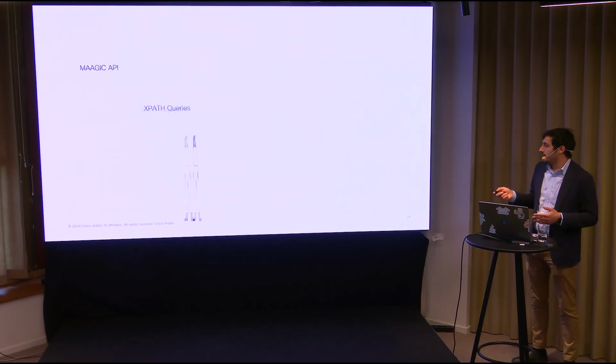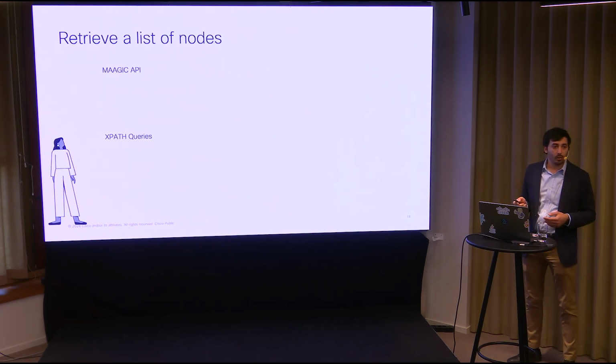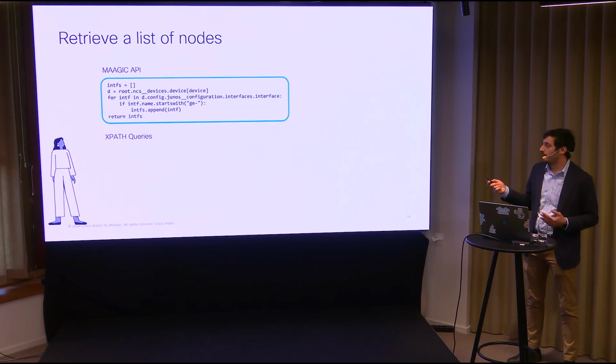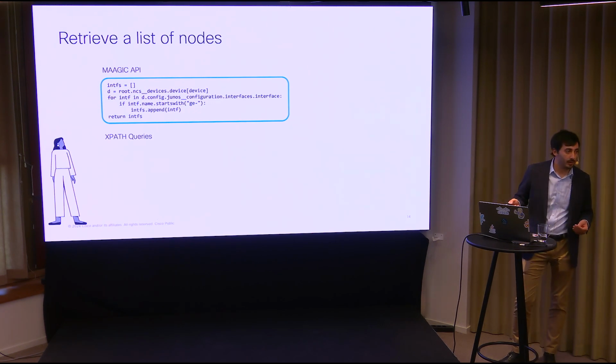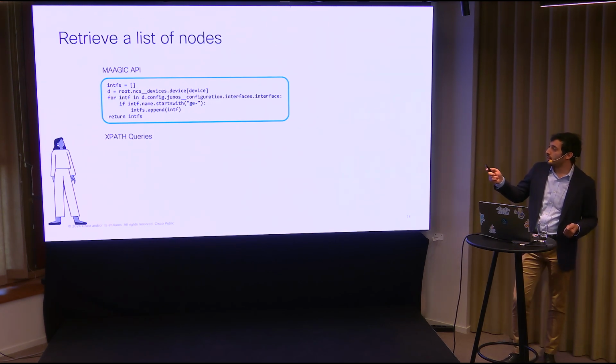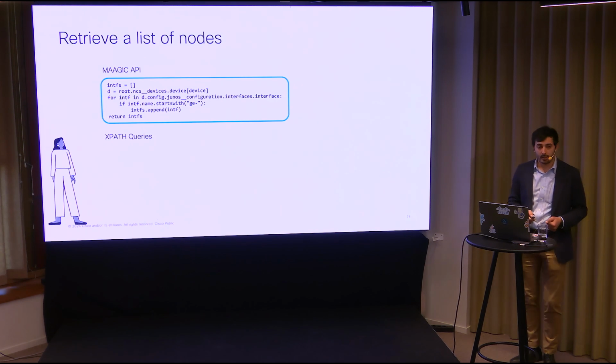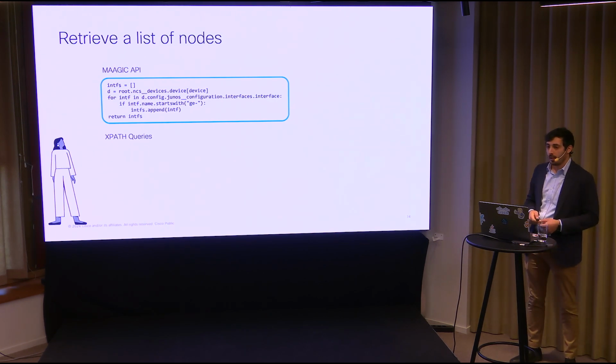For the sake of completeness, this is how you would retrieve a list of nodes instead of a single node using the Maagic API approach. Here I took another example, a Juniper device, where I want to collect all the gigabit Ethernet interfaces. You can find them under configuration, interfaces, interface. So we just loop. When we find one starting with ge, we add that interface to our interfaces array.